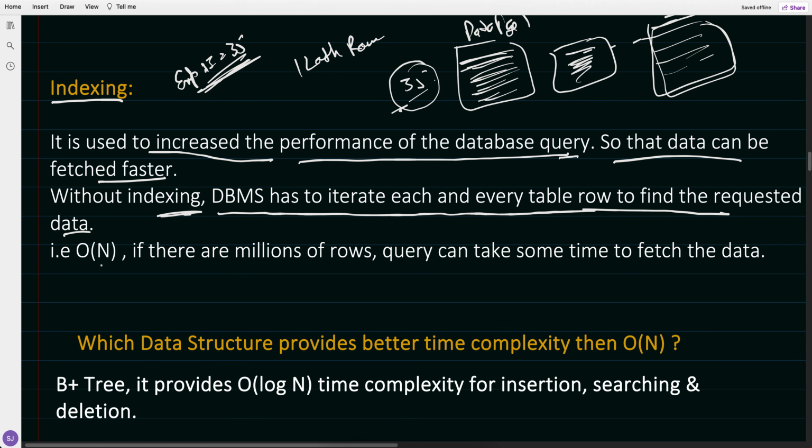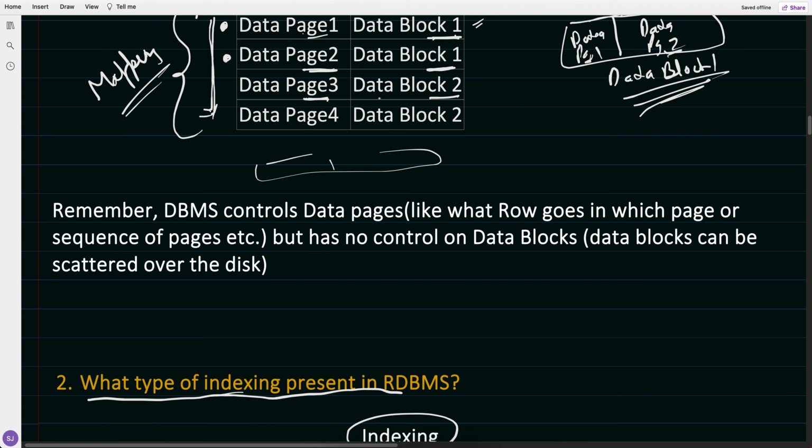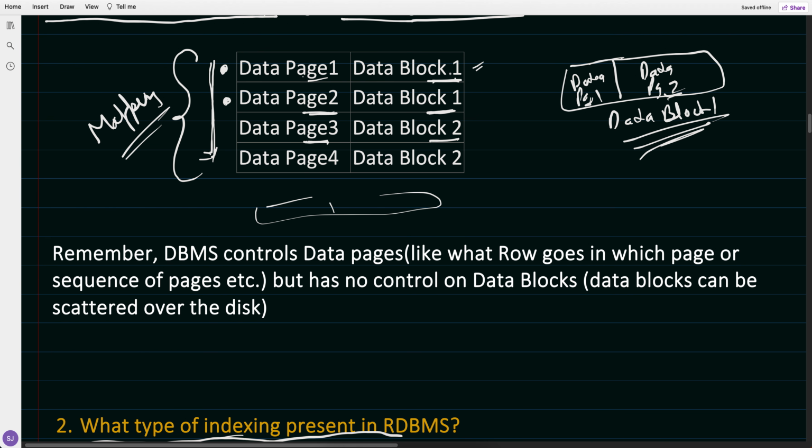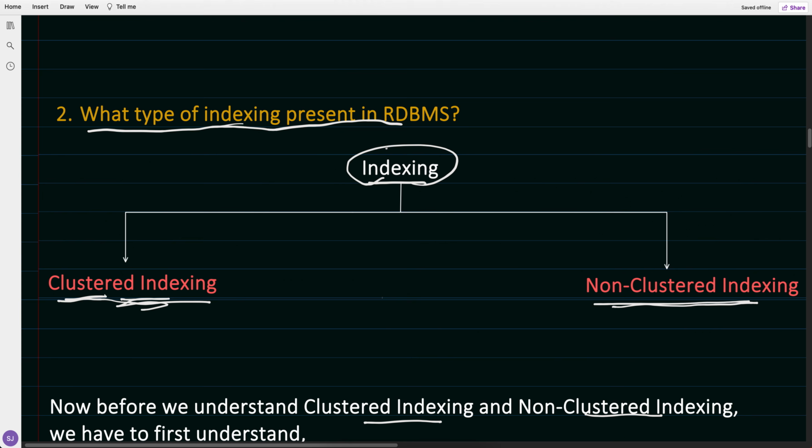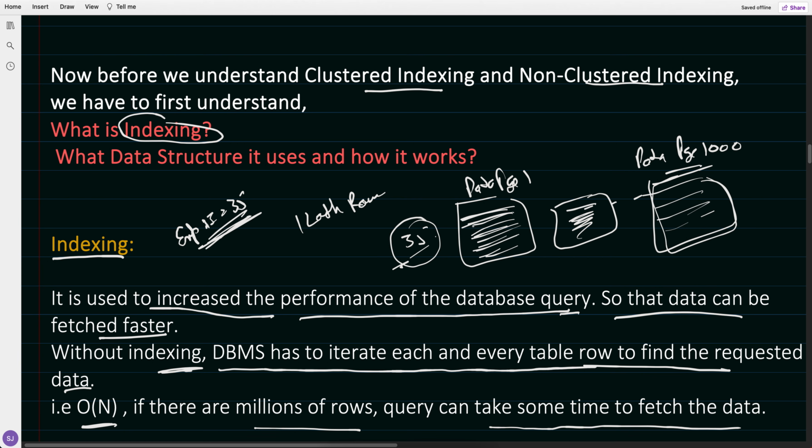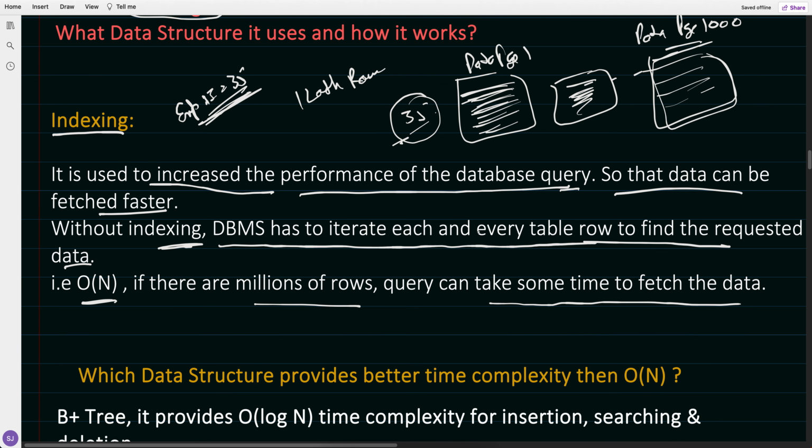So what is the worst time complexity? Big O of n. Without indexing, it has to check each and every row. And if there are millions of rows present, the query can take some time to fetch the data, because it has to go to that particular data block from the mapping, fetch the data, load it into memory, read the data page, take out its rows, and then read them and see.